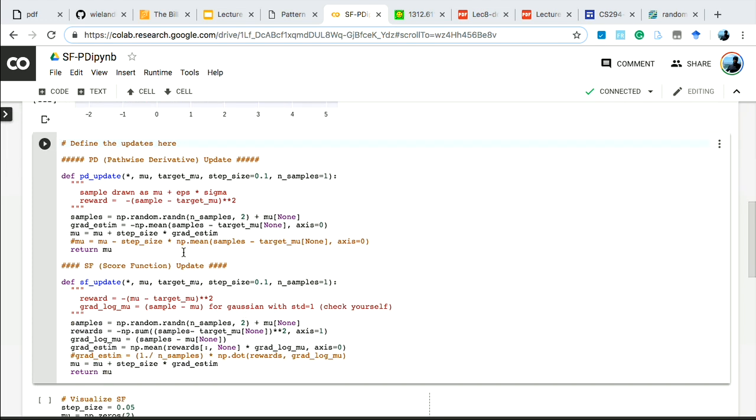So here comes the pathwise derivative estimator. Let me run you through the code. You sample a bunch of standard normal Gaussians, and then you reparameterize the actual distribution by adding the mean here. The standard deviation is fixed to be 1, so there's no multiplication term. The reward function that we are trying to optimize, the f inside, is just the distance between the target location and your current location.